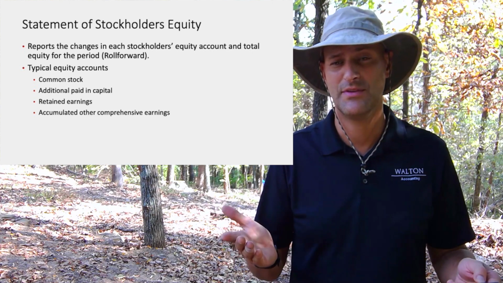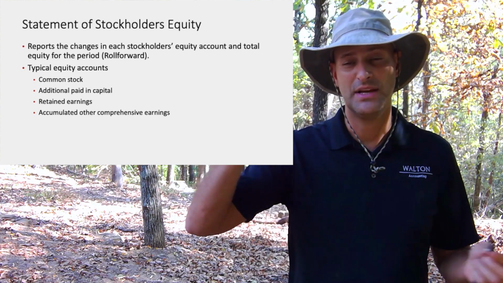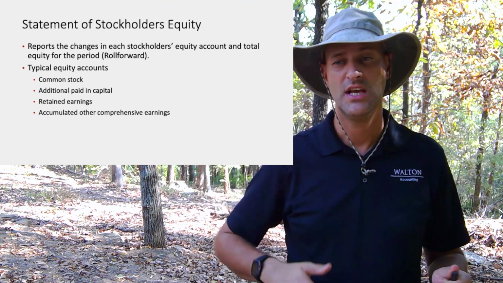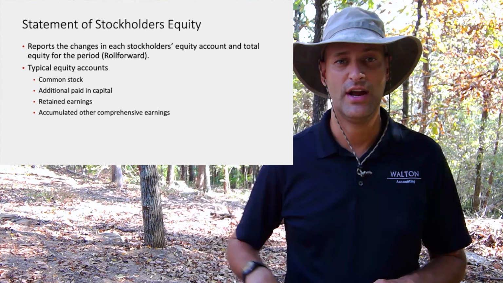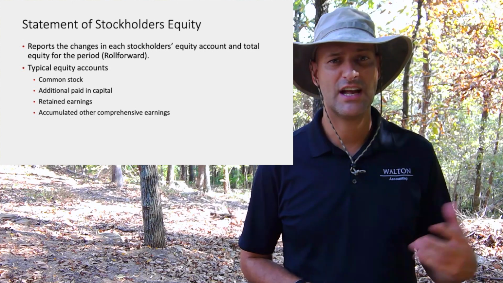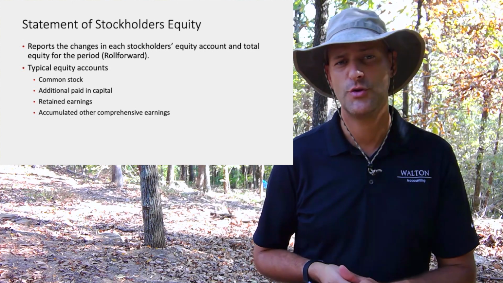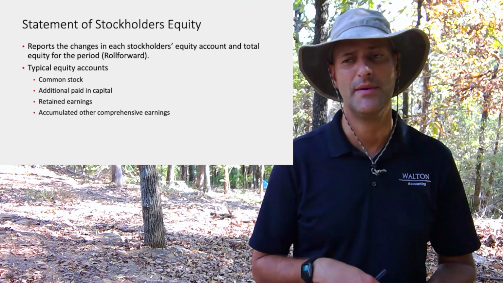The statement of stockholders' equity is really a big table with columns for each account, showing all the changes in those accounts, giving us our ending balance. Typical accounts for stockholders' equity: common stock, additional paid-in capital, retained earnings, and accumulated other comprehensive income. Those are the most common. You could also have treasury stock or preferred stock in there as well.